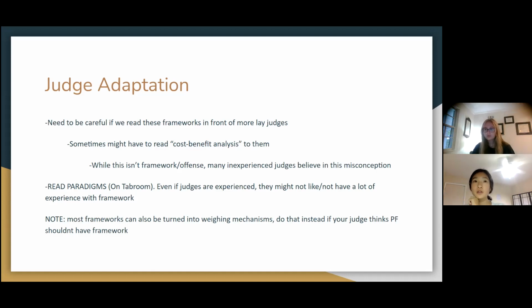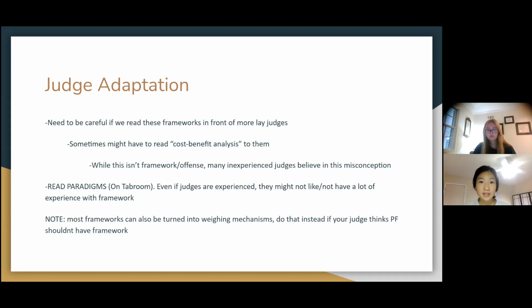And no matter what you try to do to convince them to prioritize magnitude over probability, chances are that parent judges have made up some sort of biased mind towards these arguments before the round even begins. So sometimes it's safer when you have parent judges to just read cost benefit analysis, just because cost benefit analysis is whoever has the most benefits, and that's the easiest concept to understand.